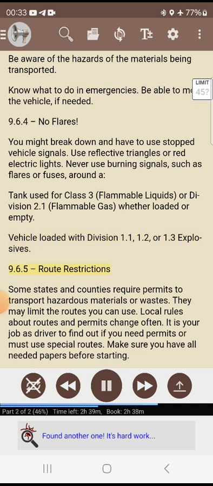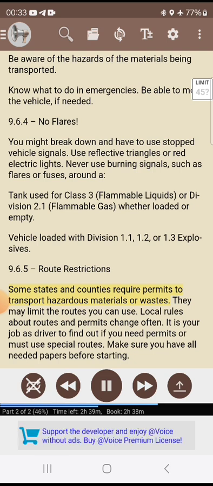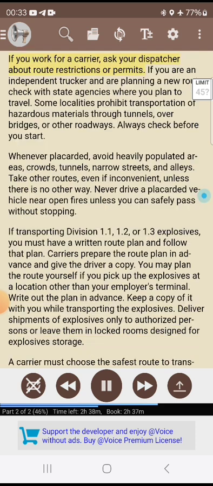9.6.5 Route restrictions. Some states and counties require permits to transport hazardous materials or wastes. They may limit the routes you can use. Local rules about routes and permits change often. It is your job as driver to find out if you need permits or must use special routes. Make sure you have all needed papers before starting. If you work for a carrier, ask your dispatcher about route restrictions or permits.